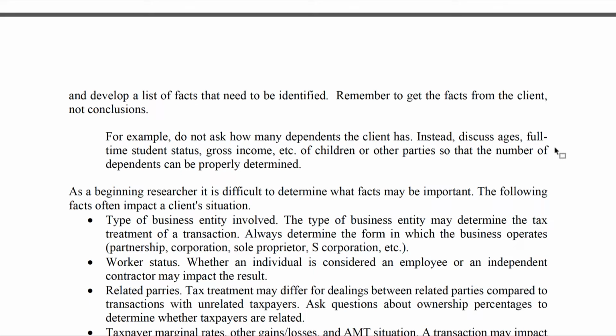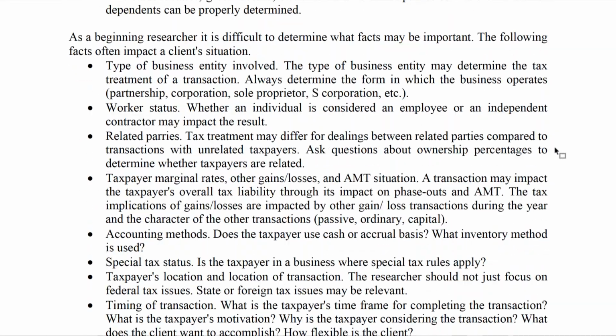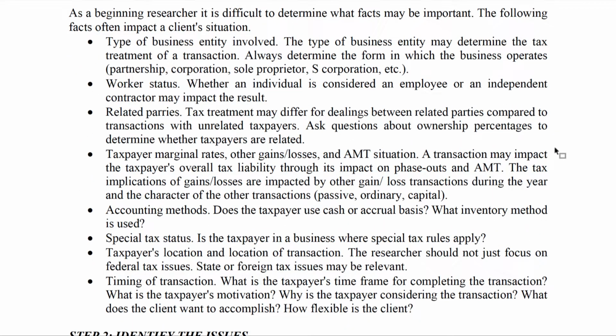You might be wondering though, what kind of things are important when it comes to facts, or what kind of things trigger understanding more facts? So: types of business entities involved that can affect the facts of issues, worker status, related parties that are involved, taxpayer marginal rates, other gains and losses, and AMT situation. So the idea there, and by the way, I see the related parties. It says parties. That should be related parties. My apologies. Related parties. So taxpayer marginal rates, other gains and losses, and AMT situation.